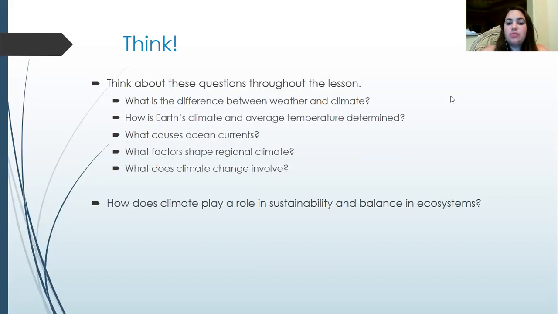How does climate play a role in sustainability and balance in ecosystem? Now, here is a question that is leading you towards your statement of inquiry. If you keep this question in mind, you will at the end of this lesson understand how climate plays a role in our statement of inquiry. And what does that mean?